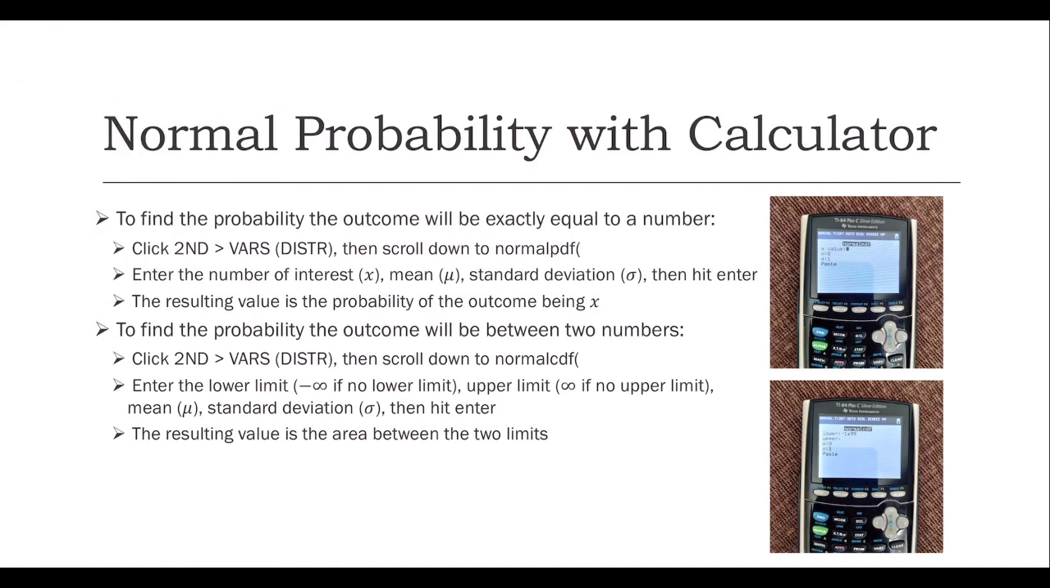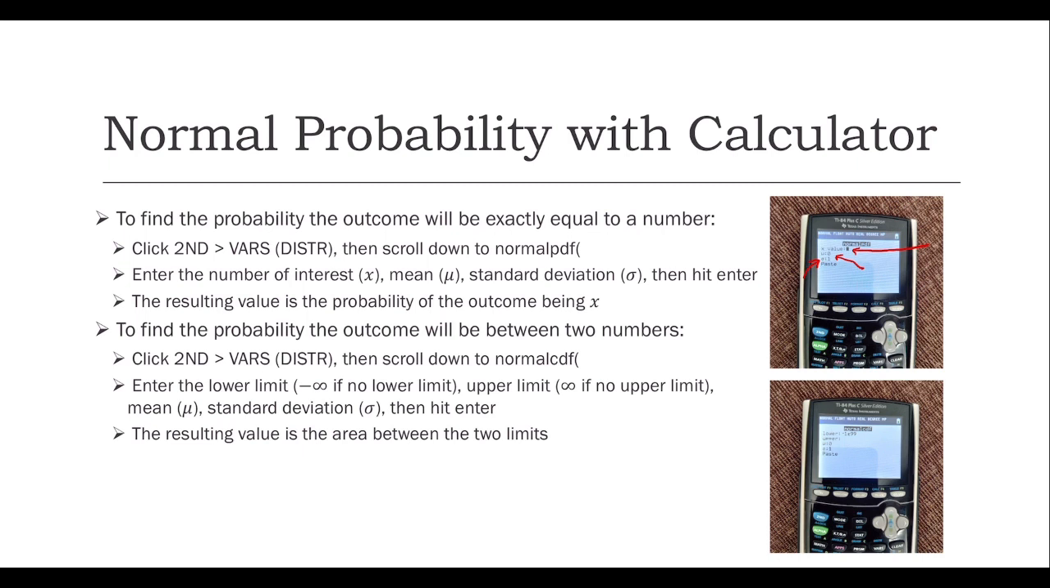Now we'll learn how to find the normal probability with a calculator. So to find the probability that the outcome will be exactly equal to a number, you'll need to enter your number of interest, which is your x value, followed by your mean, which is mu, and then your standard deviation. And then you'll hit enter. The resulting value will be the probability that the outcome is equal to x.